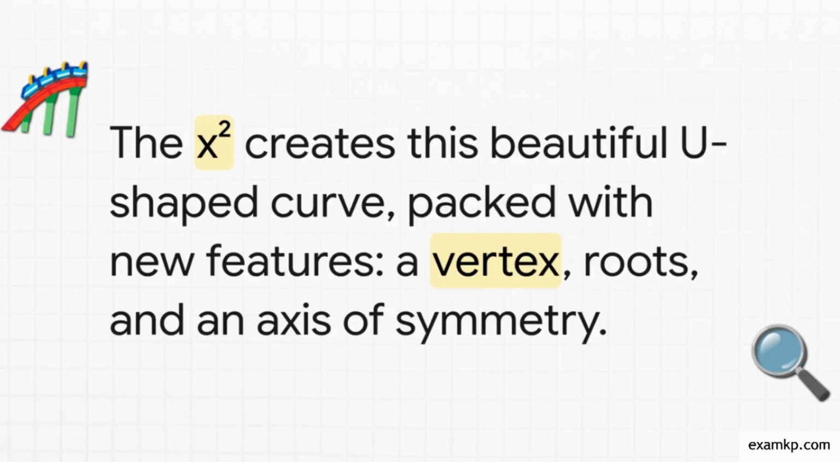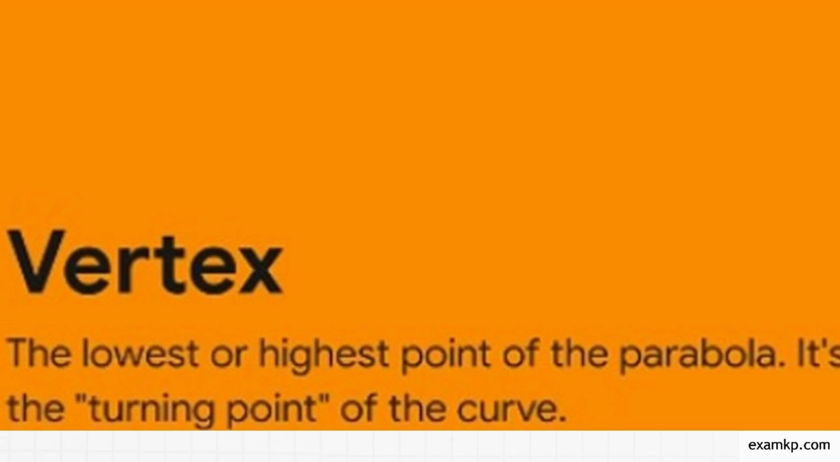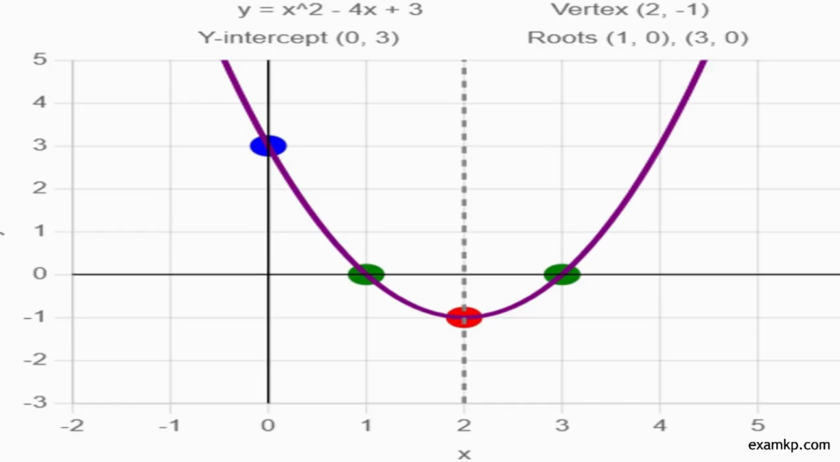That red point is called the vertex. On this graph, it's the absolute lowest point. It's the turning point where the curve stops going down and starts heading back up. I'm telling you, for any parabola, finding this vertex is your main mission. It's the key to the entire shape.